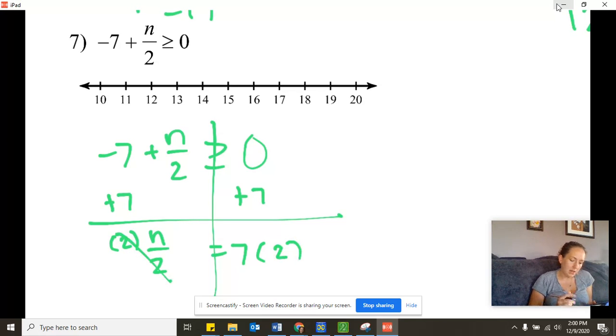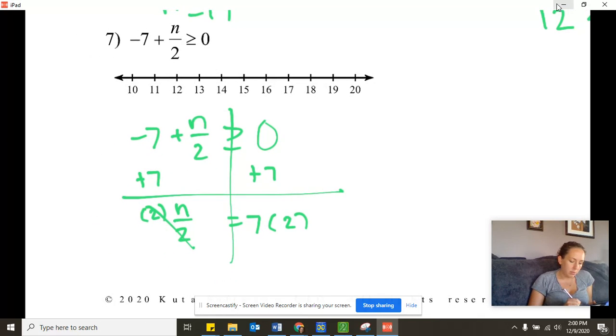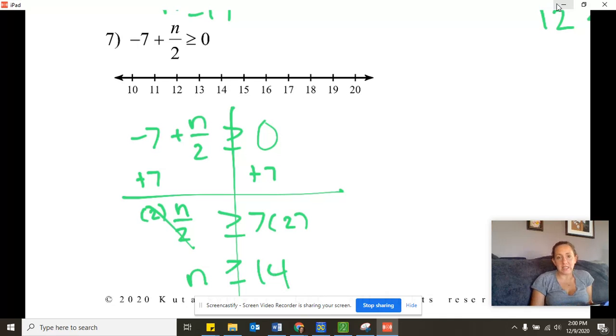So that these cancel out, and I end up with n. Oops, I put equals. Look at me, being silly. n is greater than or equal to 14. So I'm going to put a closed circle at 14. And since all the n's are bigger than 14, I'm going to go with my arrow to the right.